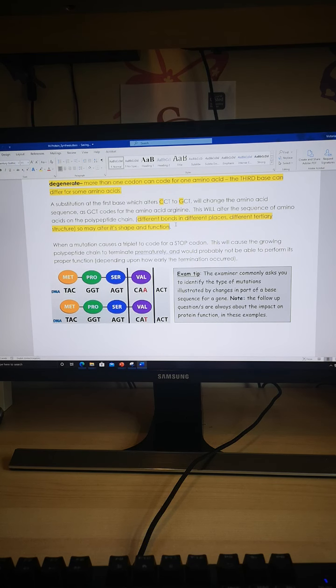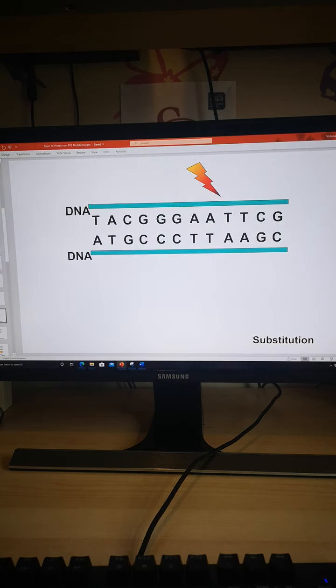So if you do say you've got an altered sequence of amino acids, you need to say this would result in bonds in different places between R groups, and so a different tertiary structure. And if it's an enzyme, you would be saying that would alter the shape, the structure of the active site. It would no longer fit the substrate, and so it wouldn't hydrolyze that reaction, or whatever the job of that enzyme is. Okay, so back into my PowerPoint.